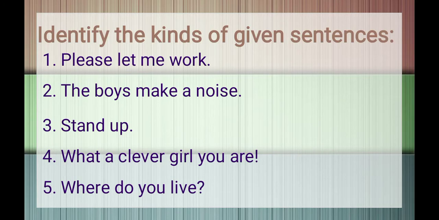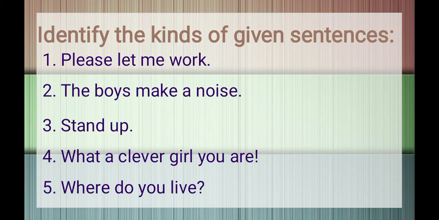Now let's do this exercise. So our first sentence is, please let me work. Here, what is this sentence denoting? First of all, we have to think about that. The first word of the sentence is please. Please means request, and we all know that the sentence which expresses a request is imperative sentence. That means our first sentence, please let me work, is an imperative sentence.